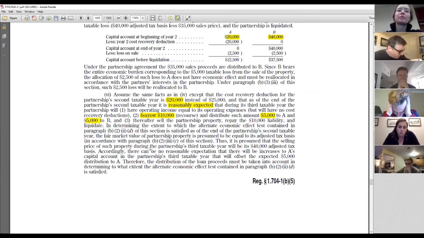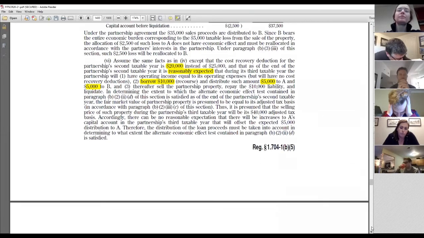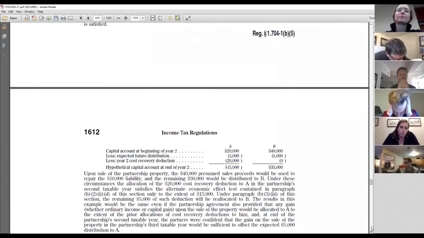And that's exactly the kind of distribution we worry about, because the borrowing is not going to increase the capital accounts. And so what this example says is, in determining how low we go, this is our actual capital account, we're going to pull forward this distribution for purposes of testing how low we can go.